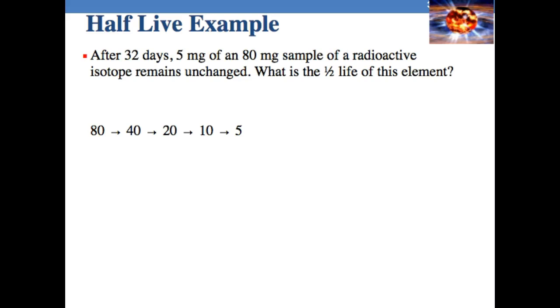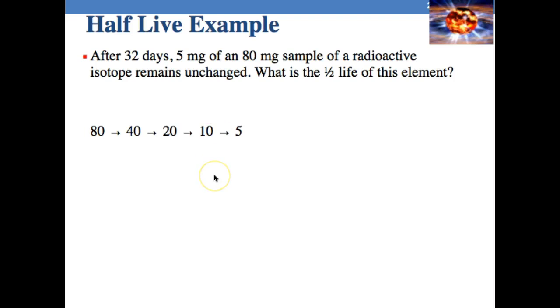All right, let's look at the next example. After 32 days, 5 milligrams of an 80 milligram sample of a radioactive isotope remains unchanged. What is the half-life of this element? So they tell us what we start with, 80 milligrams. They tell you what you end with, 5 milligrams. So what I do is I make these arrows. You're dividing the sample in half. So 80 divided by 2 is 40. 40 divided by 2 is 20. 20 divided by 2 is 10. 10 divided by 2 is 5. So there were 4 half-life periods.